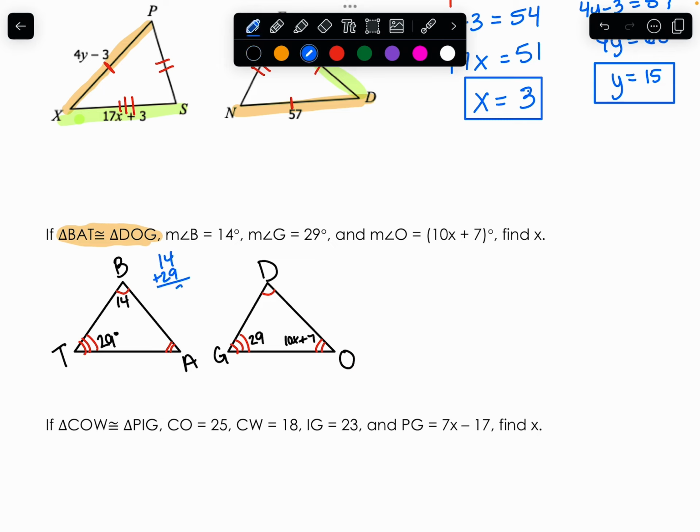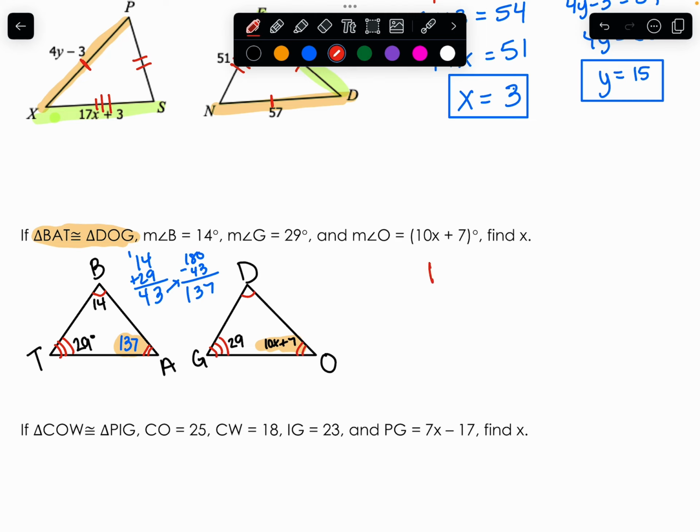So 14 plus 29. So this is 137. And now I can do part equals part.